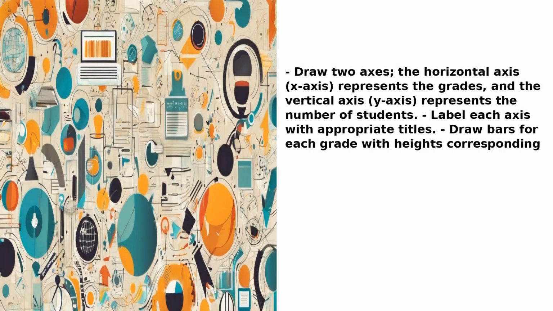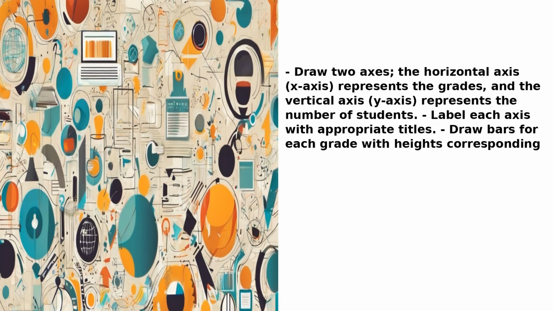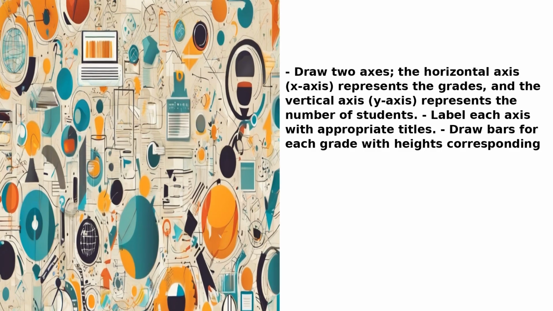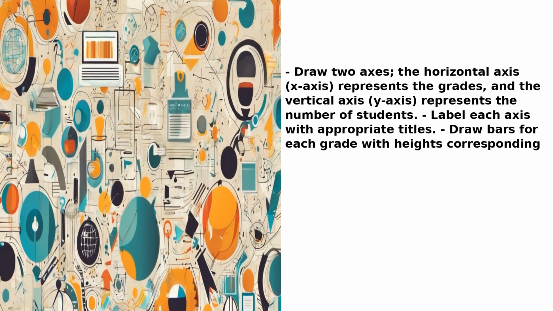Draw two axes. The horizontal axis represents the grades, and the vertical axis represents the number of students. Label each axis with appropriate titles. Draw bars for each grade with heights corresponding to the number of students who achieved each grade. Ensure each bar is of the same width and there is equal spacing between them.